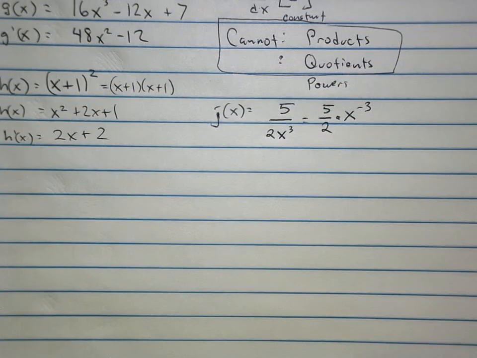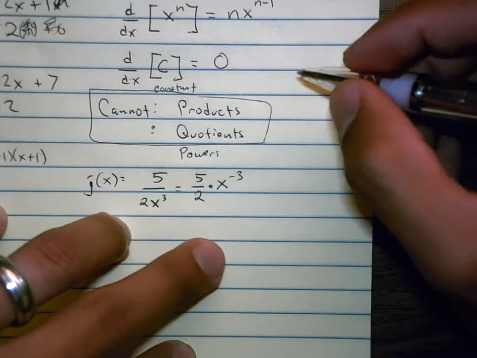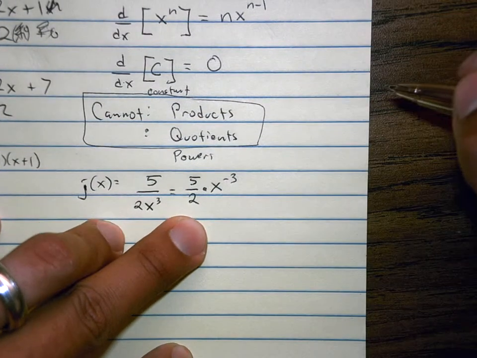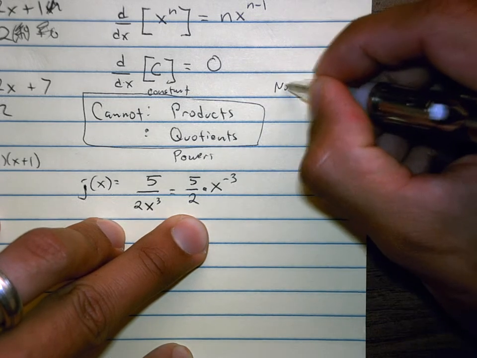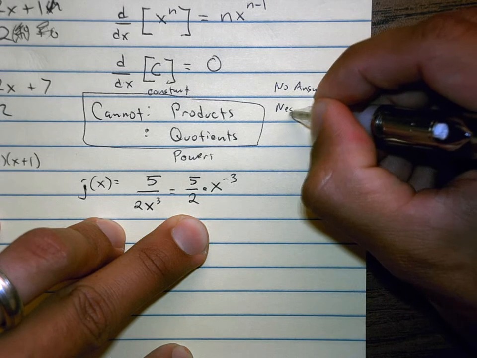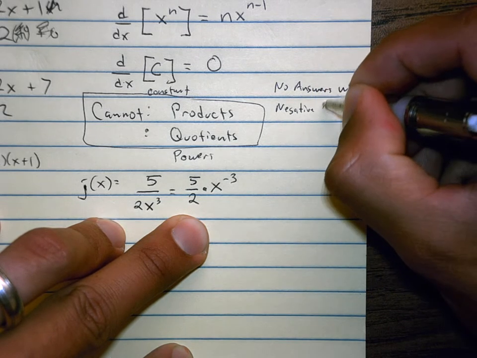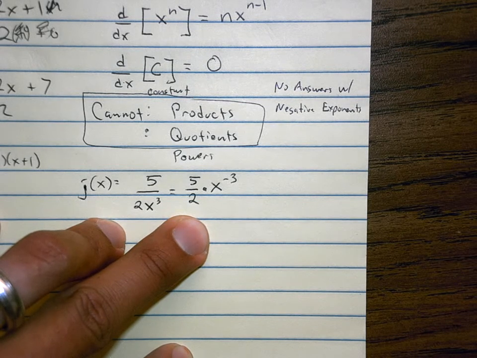Exactly. So there's a few other things that we will be using all the time. And since we're writing these rules right over here to the right-hand side, let me add these things here. We will use negative exponents, but we cannot leave our answers with negative exponents. We're not going to leave any answers with a negative exponent at all.